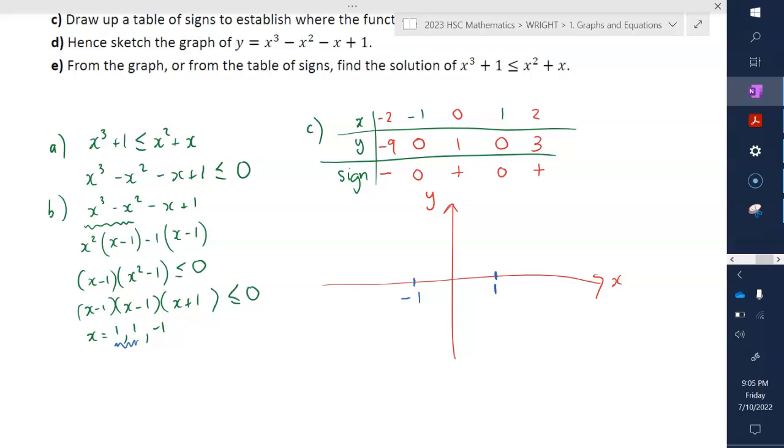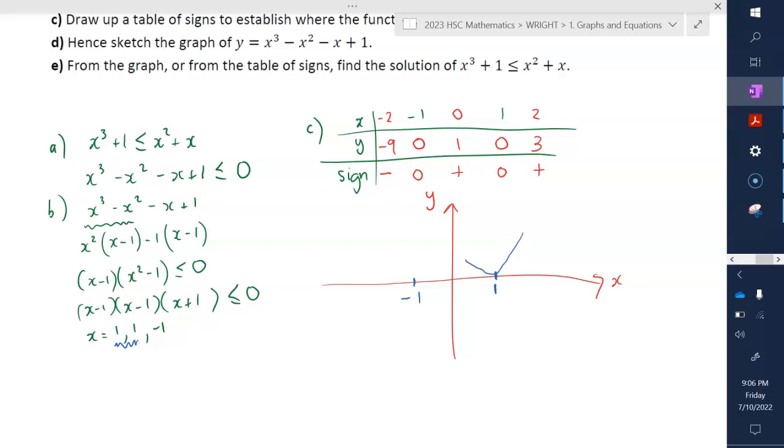So here's our x value of 1. To the right of the 1, we get a positive. So to the right of that 1, we're going to have our graph up in the positive. So we can see that it's going to go along here. To the left of our 1, towards the 0, we are going to also get a positive. So it's going to go up like this.